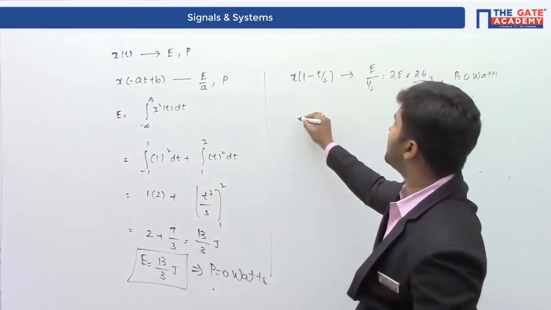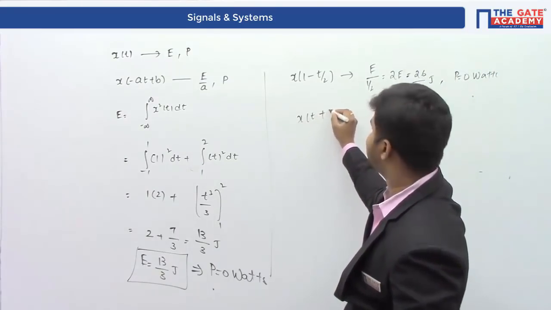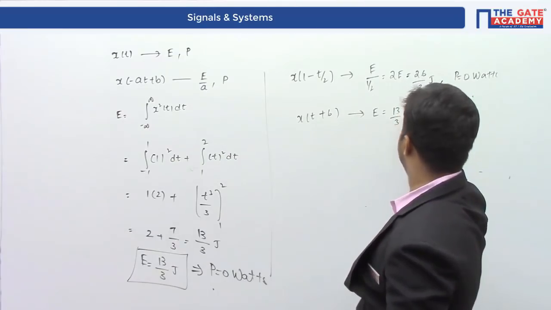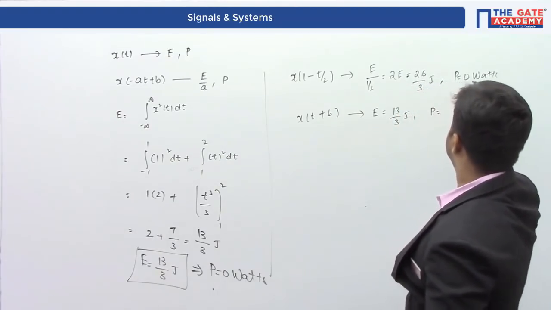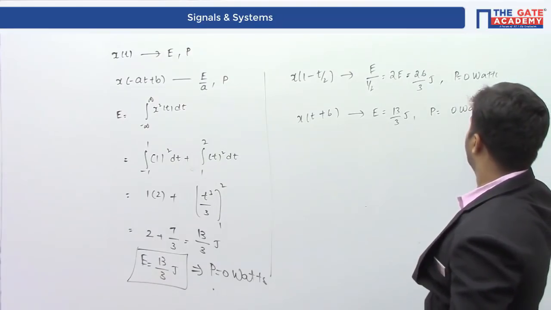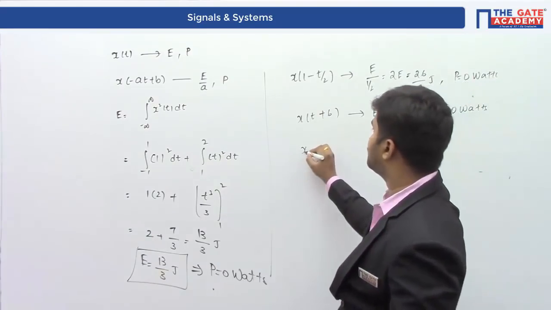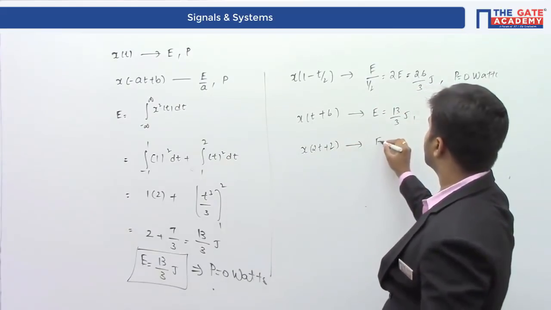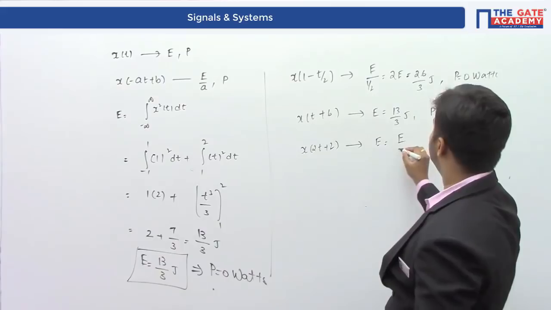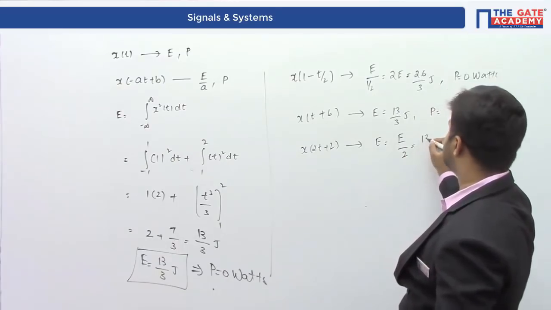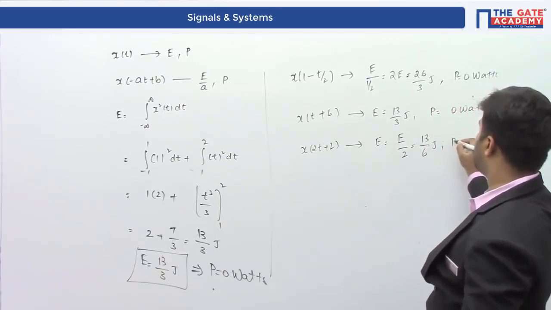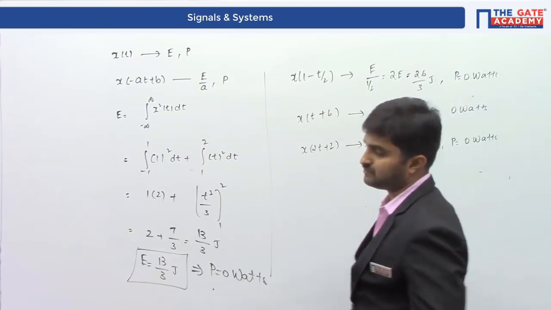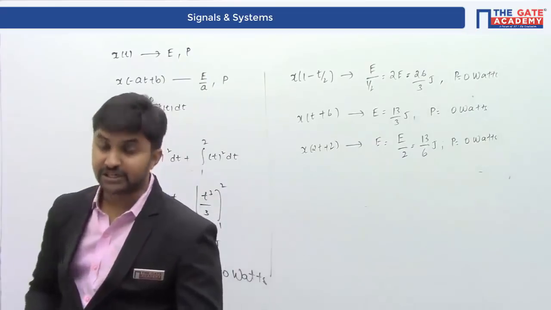The second one is x of t plus 6. The energy is going to remain the same, which is 13 by 3 joules, and the power of the signal is going to be 0 watts. The third one is x of 2t plus 2. The 2t plus 2 signal will have the energy equal to E by 2, which is going to be 13 by 6 joules, and the power is going to be still 0 watts. So with this we complete the third part, which is C.